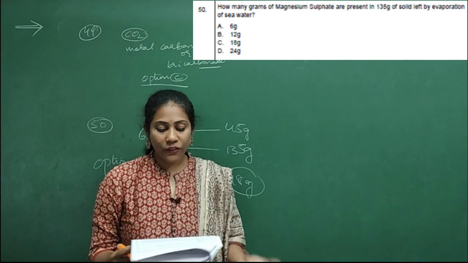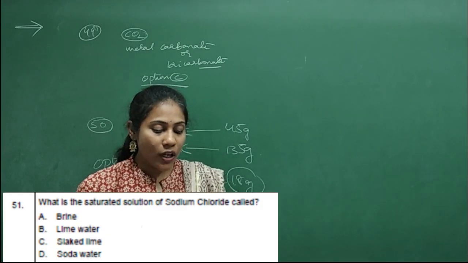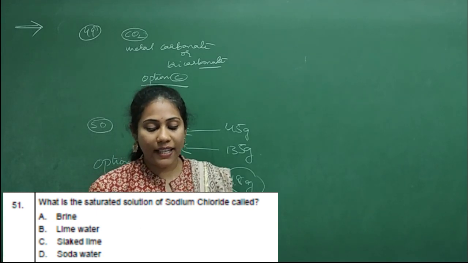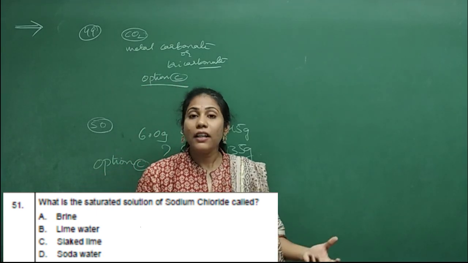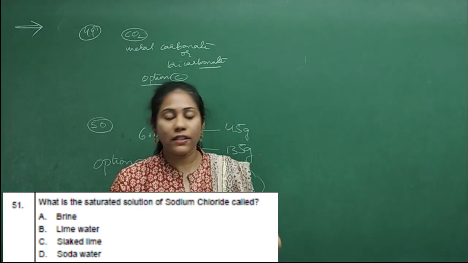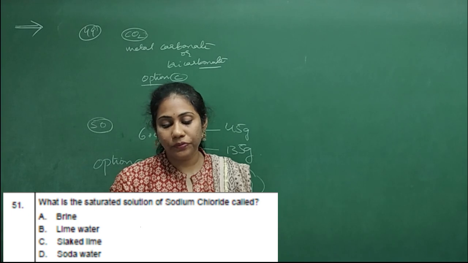Coming to question number 51, very simple. What is the saturated solution of sodium chloride called? It's called brine, right? So brine solution is a saturated solution of sodium chloride. So option A is correct.